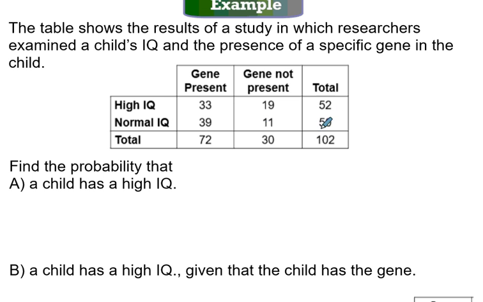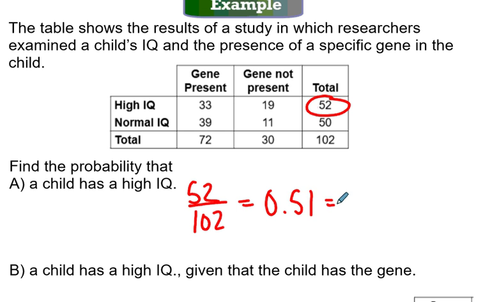In total, there were 50 children that had normal IQ, 52 children that had a high IQ. There were 72 children that had the gene present, 30 children that did not have the gene present, and 102 children in the study. What's the probability that a child has a high IQ? Well, we already said there's 52 children that have a high IQ, so 52 out of 102. If you want to simplify that in fraction, you can. I'm just going to get it to a decimal so I can relate it as a percentage. That turns out to be 0.51, which is about a 51% chance that a child has a high IQ.